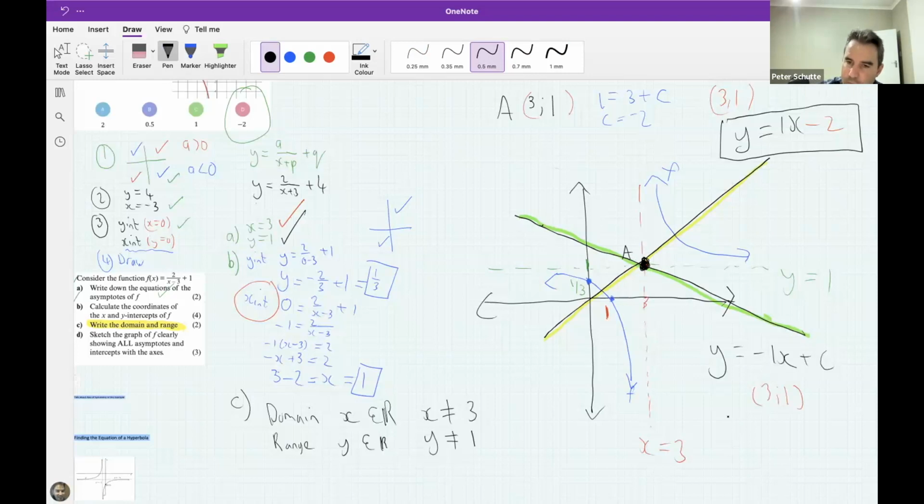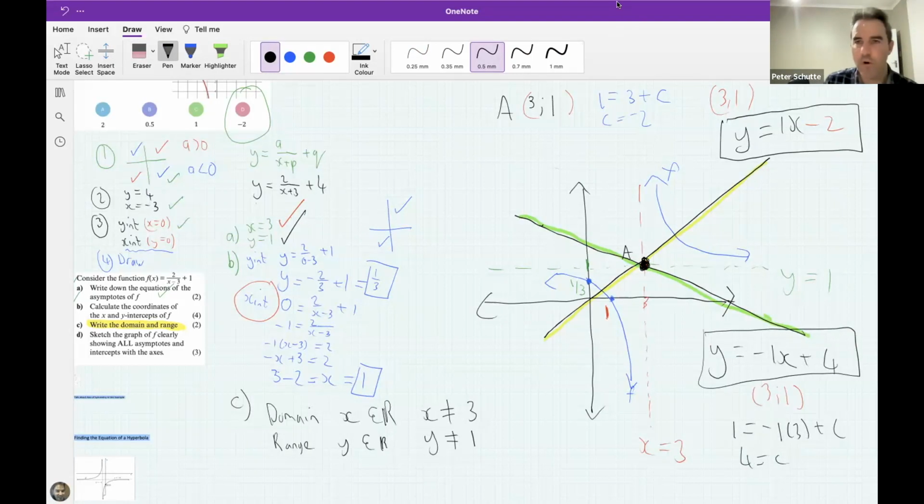So if we go and do a bit of working out here, we put a 1 here, we put a -3. Well, it should be -1 times 3. So let's do that. So 1 = -1 times 3 plus c. And then the -3 comes across and we get 4 equals c. So we get y = -1x + 4.